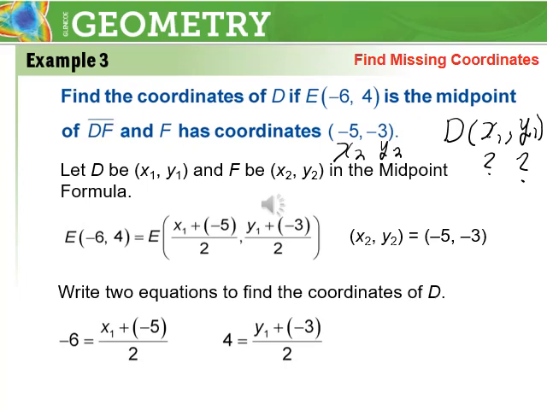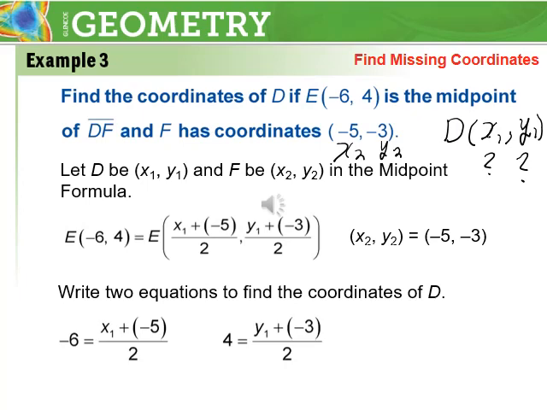So we will consider that D has x1 and y1, the two coordinates that are missing. Then set up our equation. F has the coordinates of x2 and y2, which is -5 and -3. Then, as we have the coordinates of the midpoint, x1, which is unknown, plus -5, which is x2, over 2 is equal to -6, which is the x-coordinate of the midpoint. That is our first equation regarding the x-coordinates. Then the second equation: y1, which is unknown, plus y2, which is -3, over 2 is equal to the y-coordinate of the midpoint, which is 4.